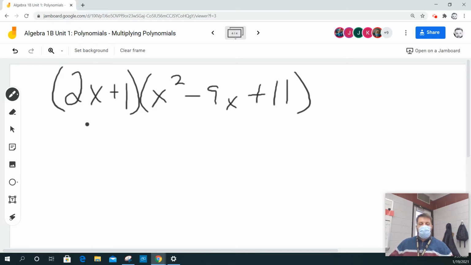All right, so notice that I've got 1, 2 terms here, and I've got 1, 2, 3 terms here. So this is called a binomial, right? You guys remember that? And this is called a trinomial. 3 terms.